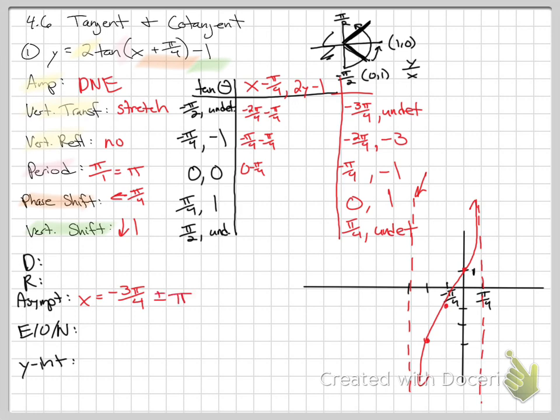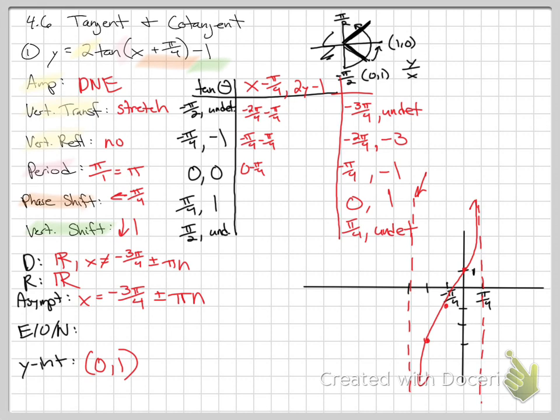Period is pi in this case, so pi n. So domain, all reals, comma, x cannot equal -3 pi over 4 plus or minus pi n. Range, it goes up and down forever, all reals. Even, odd, neither, let's do the y-intercept first. The y-intercept is at 0, 1.